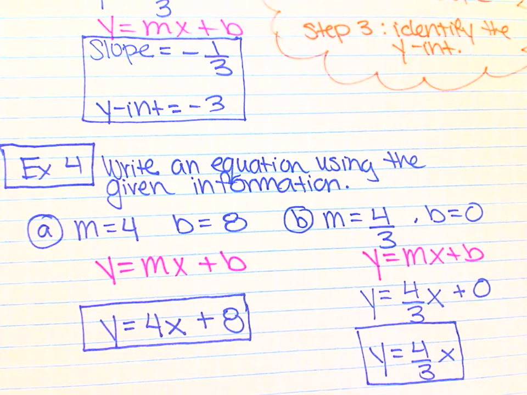You don't need the plus 0, because 0 is the y-intercept. That just tells you where the line passes through the y-axis. It passes through at 0. And the line goes through 0.